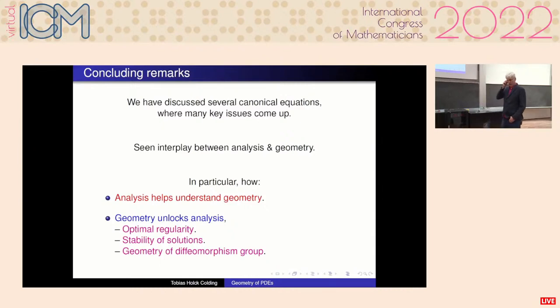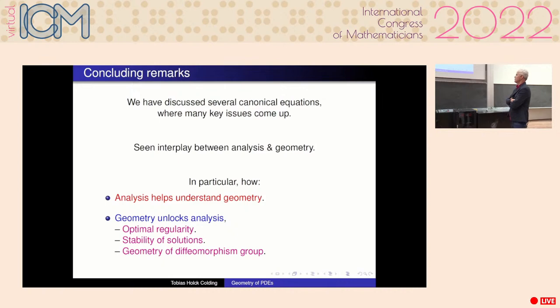And so now, okay, here's what we have discussed. This is like a concluding remark. Here's what we have discussed. We have looked at several canonical equations where a number of key issues come up. We've seen the interplay between the analysis and geometry. In particular, we have seen how analysis helps understand the geometry. Without the analysis, you could not understand the geometry. But we have also seen how the geometry unlocks the analysis and leads to new results that are purely analytical.